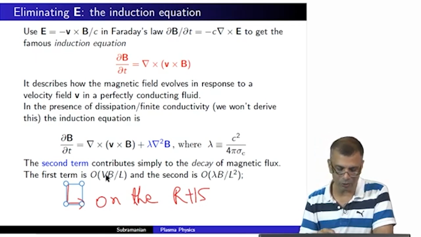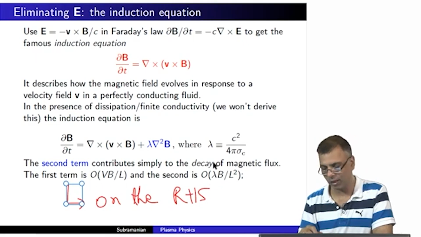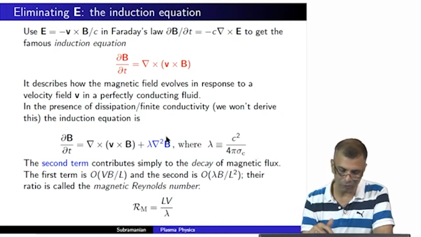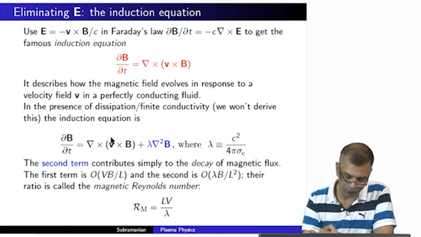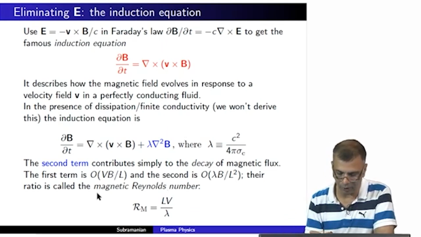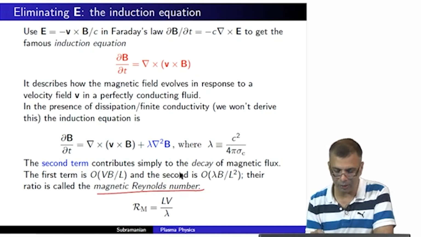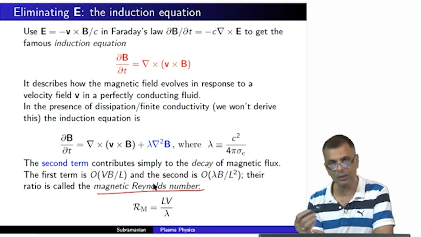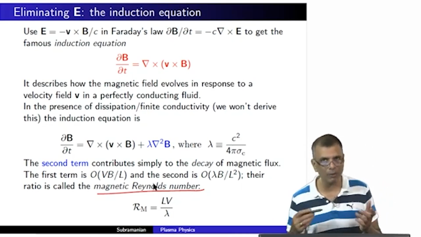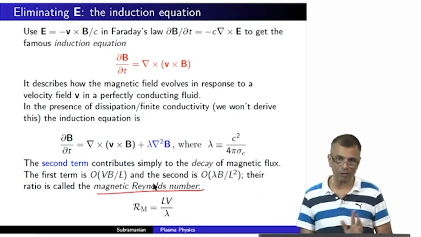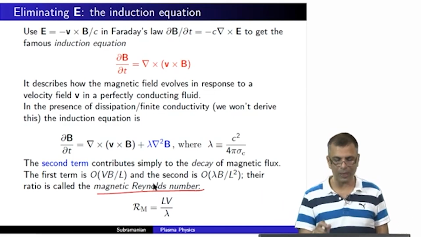Okay. So, the first term is of order VB over L, the second term is of order lambda B over L squared. And the ratio of these two numbers, the ratio of the first term to the second term, is called the magnetic Reynolds number, very similar to the fluid Reynolds number that we talked about earlier. The magnetic Reynolds number is given by LV over lambda, order of magnitude, where L is some macroscopic length, V is some macroscopic velocity that we are talking about, say the fluid flow velocity, which of course has to be non-relativistic.